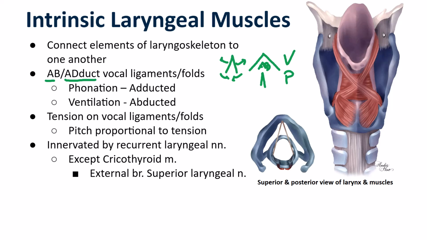Most of these intrinsic laryngeal muscles, all but one, are innervated by branches of the vagus nerve called the recurrent laryngeal nerves. The one exception is the cricothyroid muscle, which acts upon the cricothyroid joint. That muscle is innervated by the external branch of the superior laryngeal nerve, as we'll come to learn.